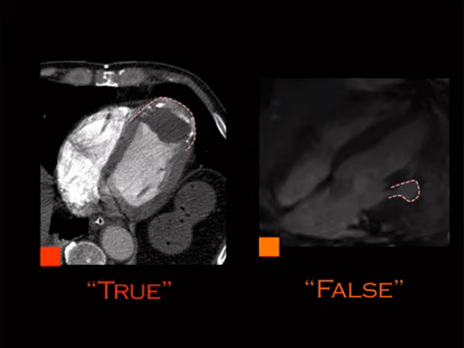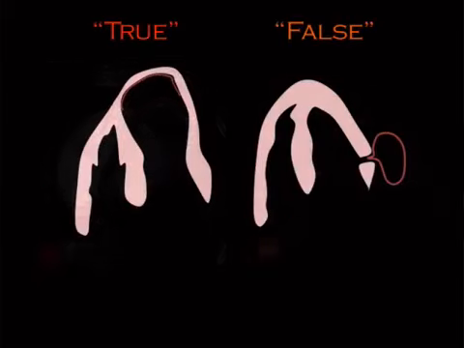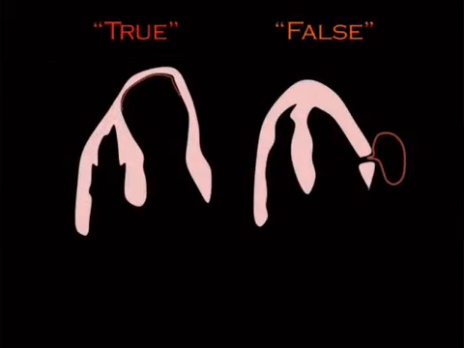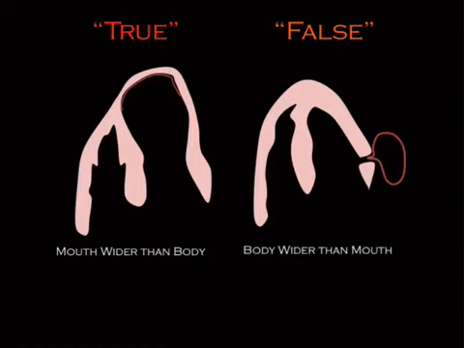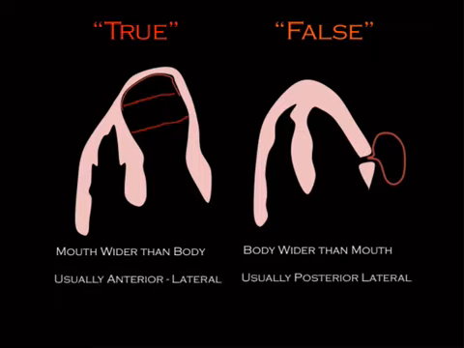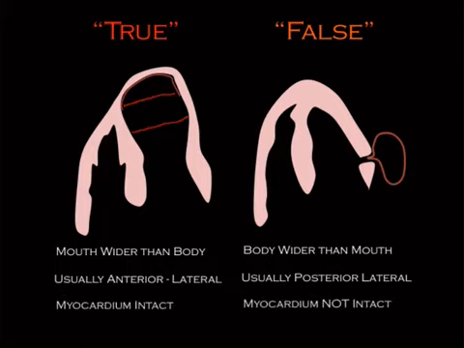And there are a few other differences that people use to tell them apart. One is that the true aneurysm mouth is typically wider than the body. In other words, this part here is wide, and this part here is skinny. The location: these are usually anterior, and these are usually posterior lateral. The myocardium is intact versus not being intact.